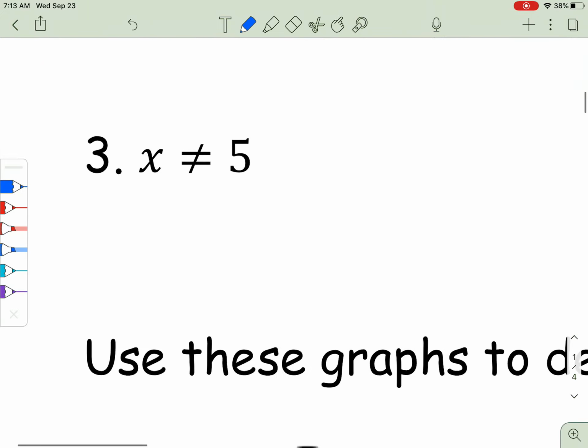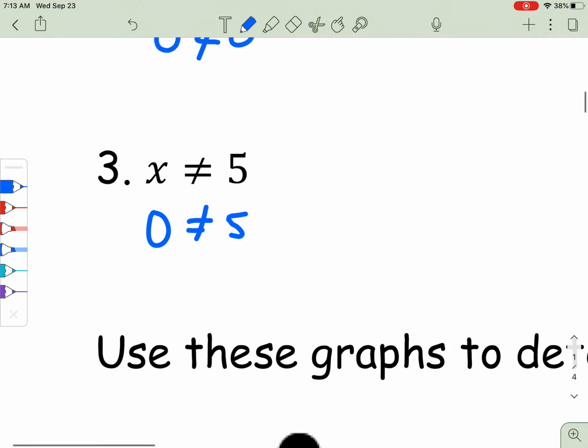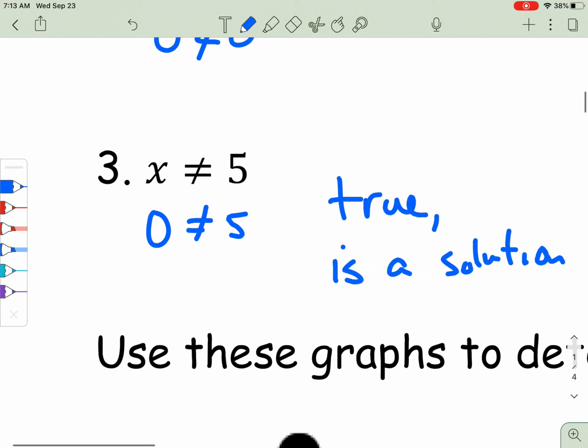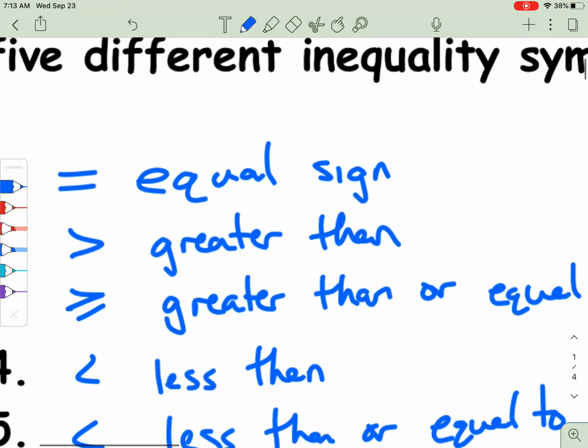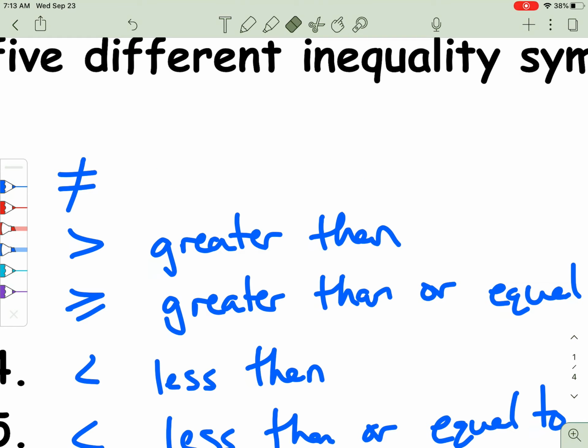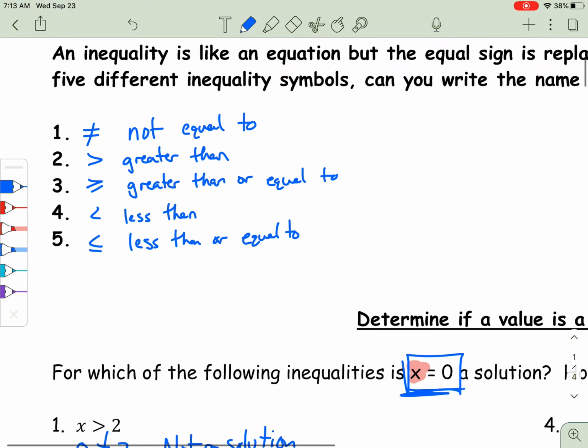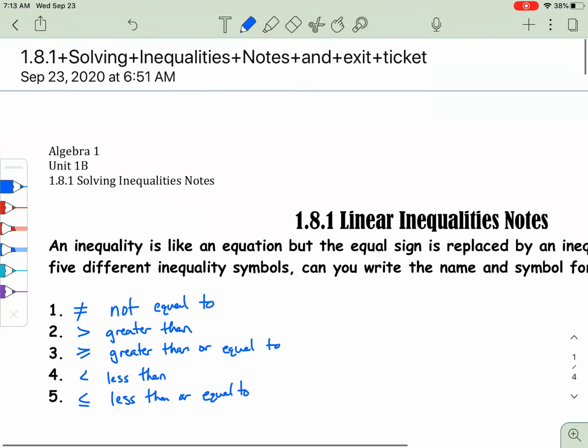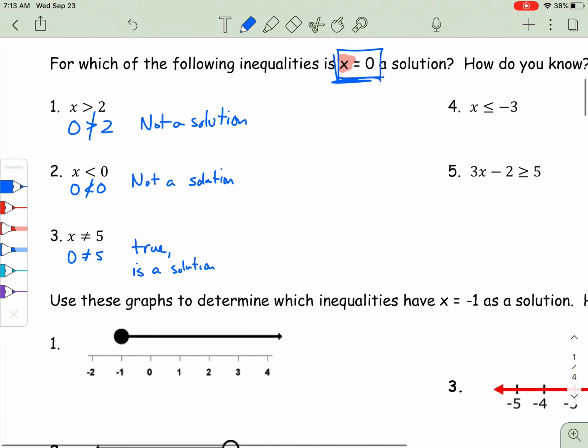Okay, how about number 3? 0 does not equal 5. Well, that's true. So it is a solution. Okay, and I actually messed up here. I meant to say inequality. So this is, we'll say, not equal to. I mean, you have the equal sign, obviously, but I think most people are unfamiliar with the not equal to.